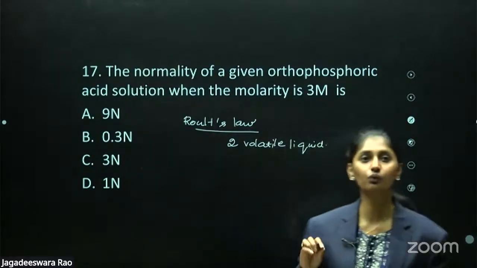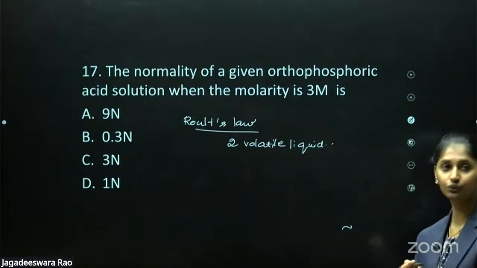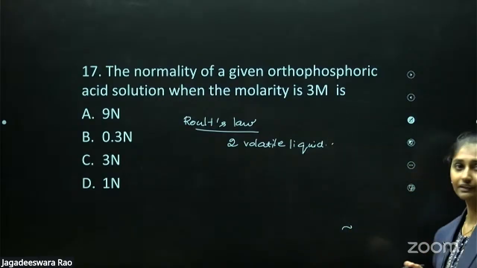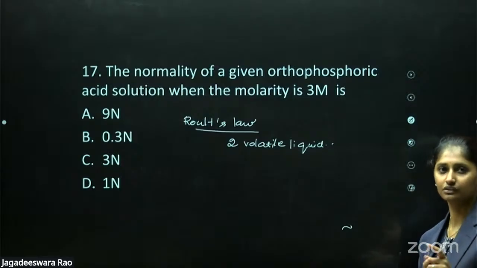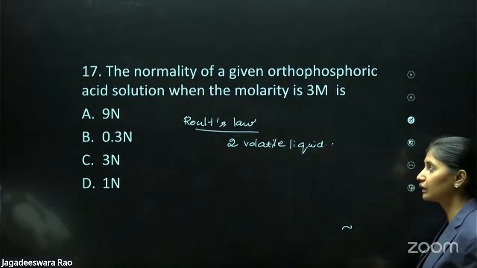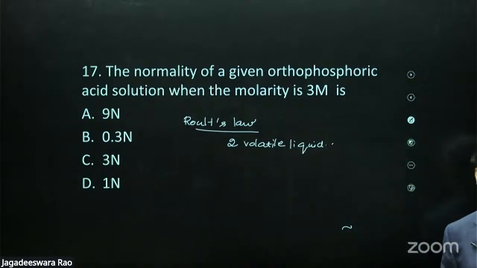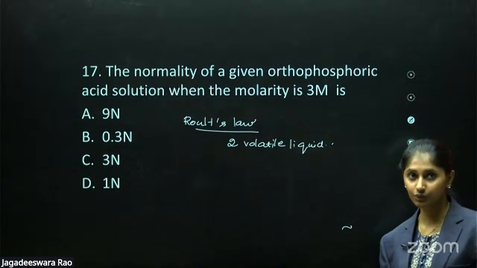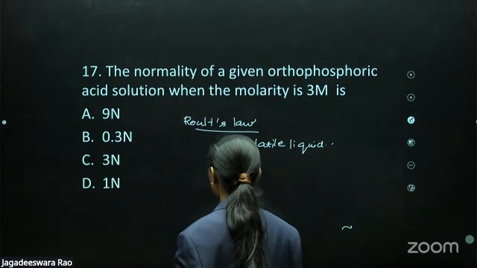When you take two volatile liquids, now what will happen? Whenever you say volatile, volatile liquids are nothing but the liquids which boil at room temperature, correct? So volatile liquids are the liquids which boil at room temperature and they will be easily evaporated.